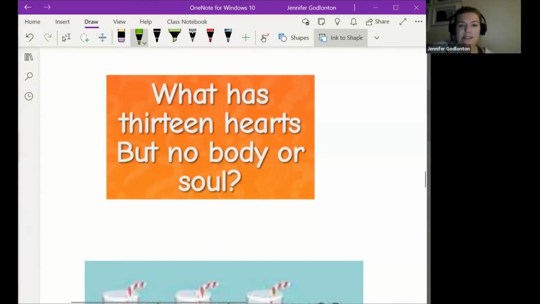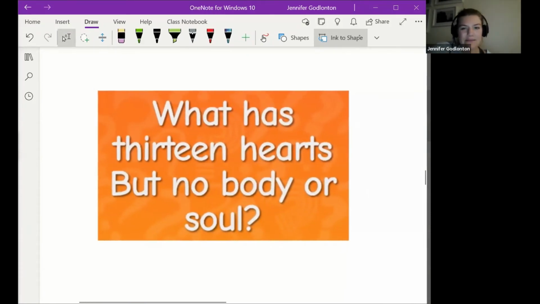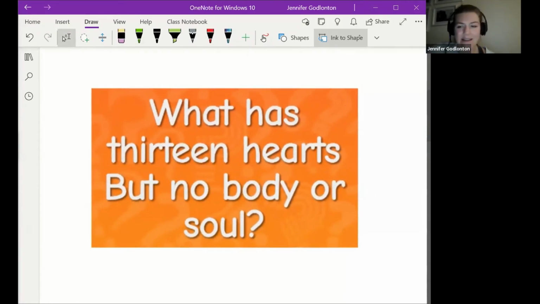Okay, first one is just a nice little riddle. See if you get it as quickly as I think you might. What has 13 hearts but no body or soul?